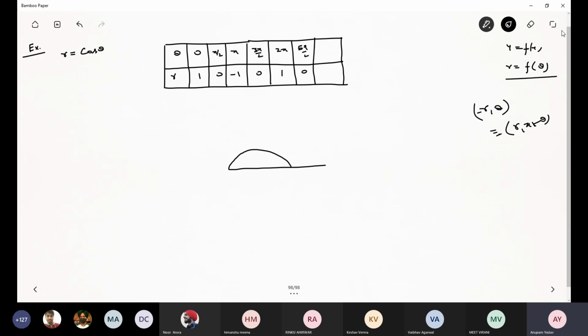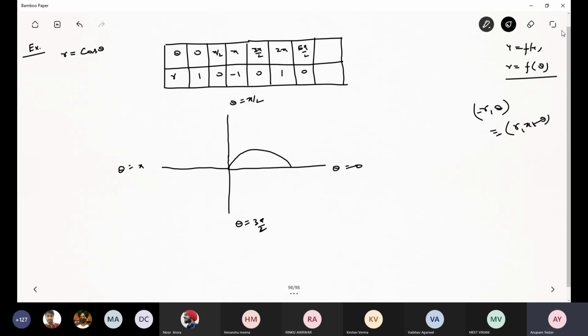Fine. And when theta goes from pi by 2 to pi, that was the mistake I made. All right, this is theta equal to 0. This is theta equal to pi by 2, and this line is theta equals pi, and this line is theta equals 3 pi by 2. Okay, so yeah, that was the mistake I committed.